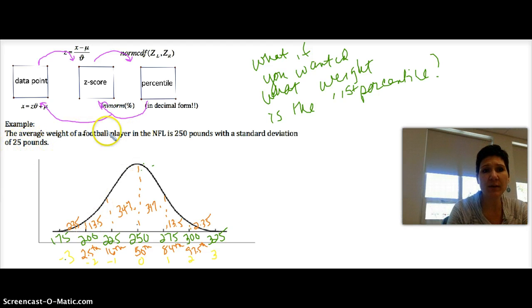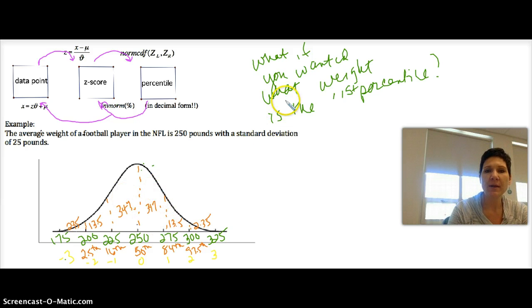The average weight of a football player in the NFL is 250 pounds with a standard deviation of 25 pounds. If you look below, you will actually see that I have done everything out. I put your z-scores in, I put the percentiles in, I put it all in, I broke down what your percentages are going to be and so forth. So it's really nice because it's all set up.